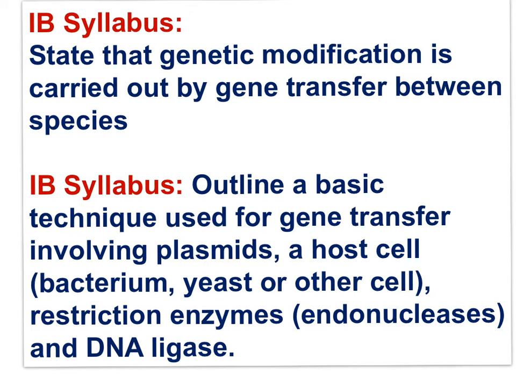Here are two IB syllabus statements that come from the biotechnology unit that you've previously studied. State that genetic modification is carried out by gene transfer between species. Outline a basic technique used for gene transfer involving plasmids, a host cell, restriction enzymes, and DNA ligase.